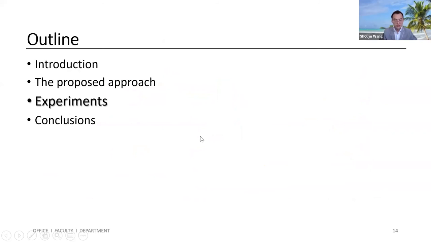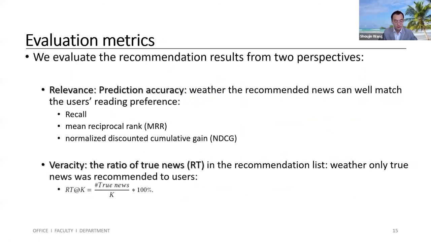Now we go to the experiment part. We evaluate the recommendation results from two perspectives. The first one is the traditional recommendation perspective, that is to measure the relevance of the predicted news and the ground truth news. So we use recall, MRR and NDCG to measure whether the recommended news is relevant or not. And the second perspective is the veracity. We try to measure the ratio of true news in the recommended list, to justify whether only true news was recommended to the users.